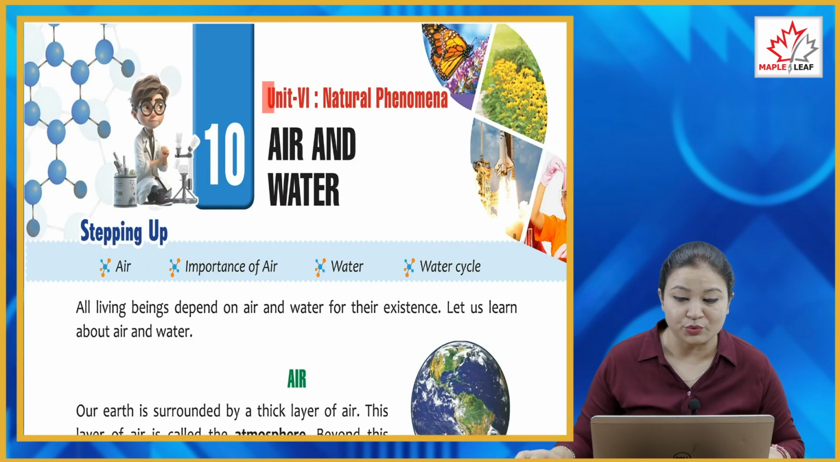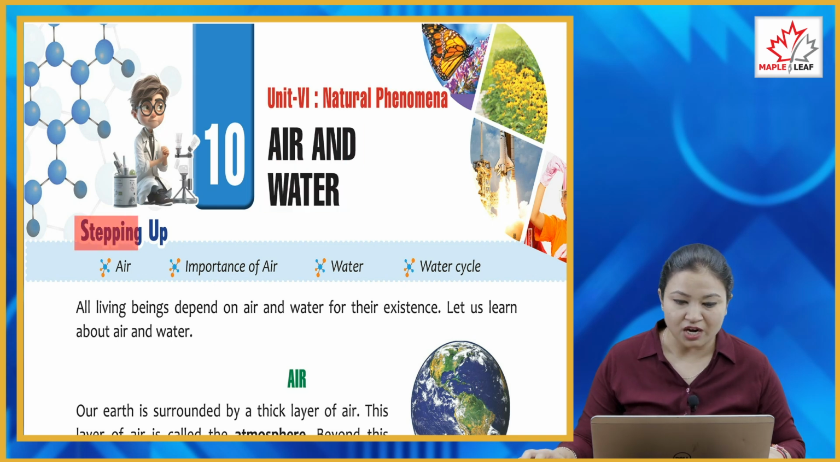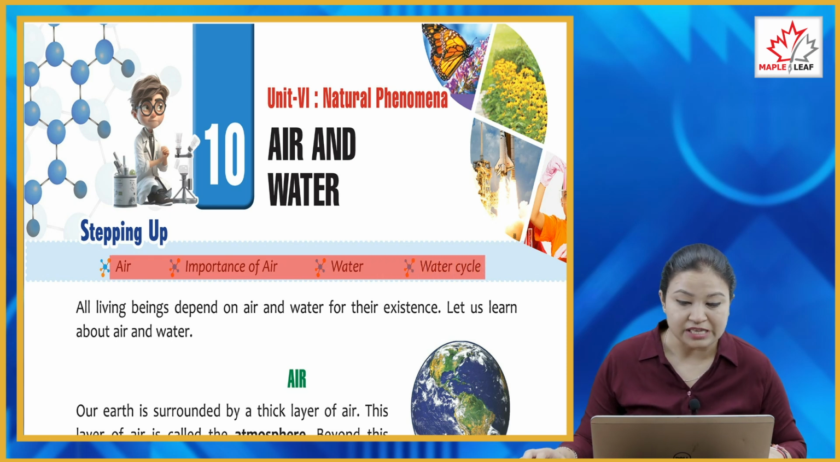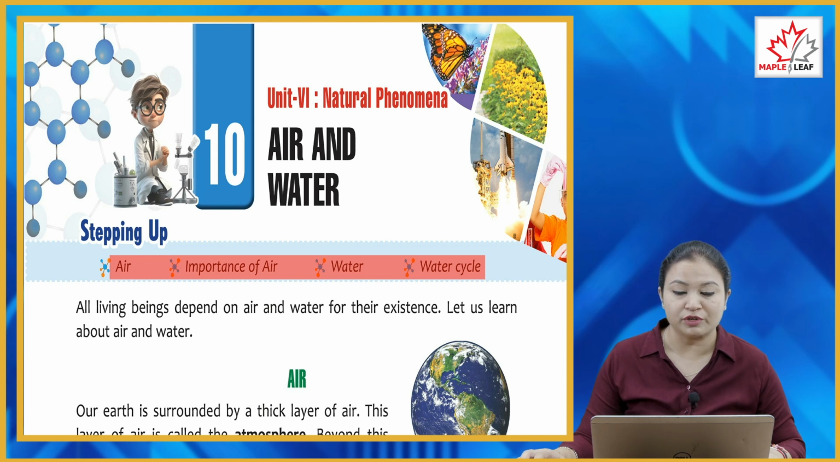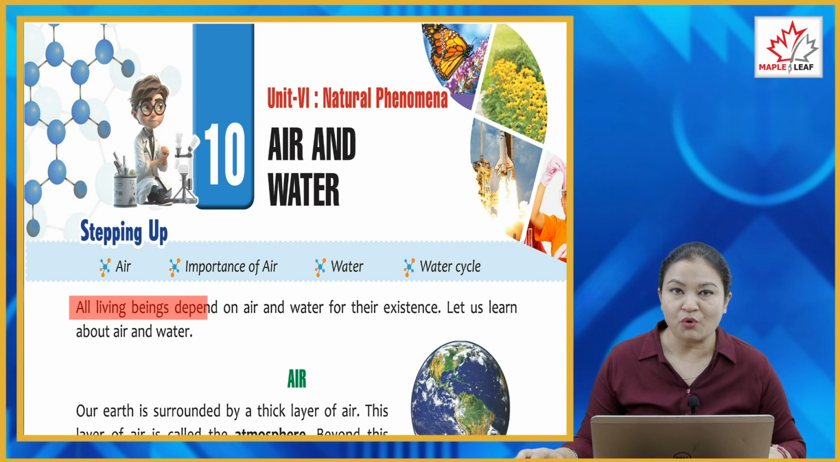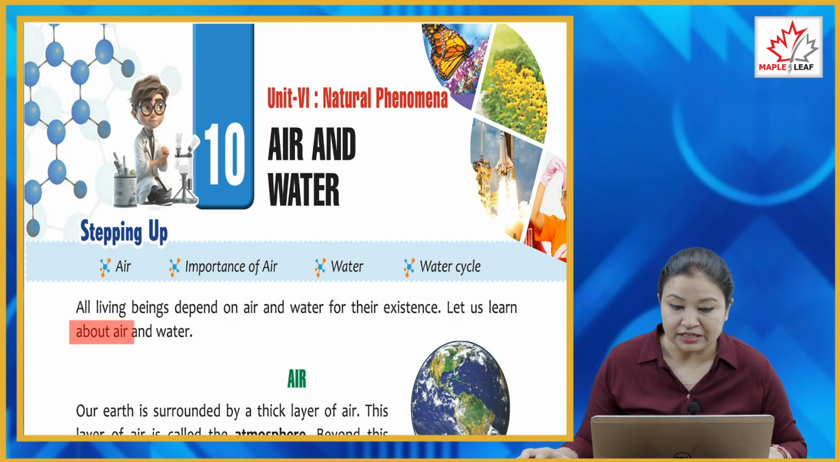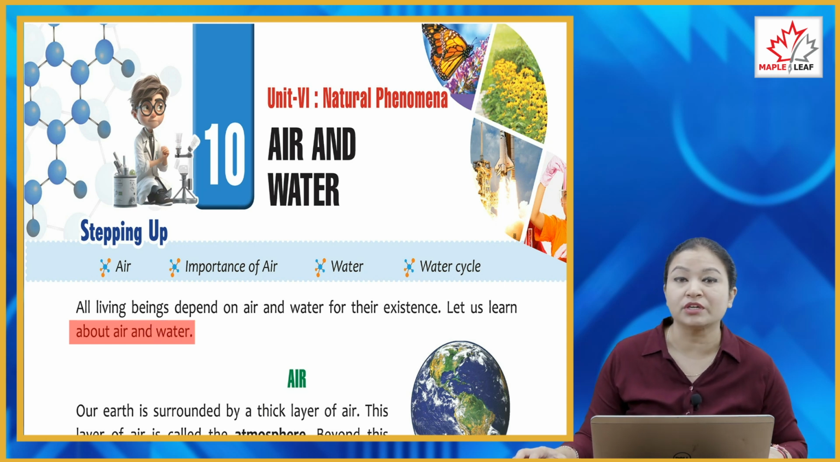Our topic today is Unit 6, Natural Phenomena: Air and Water. Stepping up: air, importance of air, water cycle. In this chapter, we are going to learn about what is air and what is water. Also, we will know about the importance of air and the water cycle. All living beings depend on air and water for their existence. Let us learn about air and water. So all living beings are dependent on both air and water. So we are going to discuss air and water in this chapter.